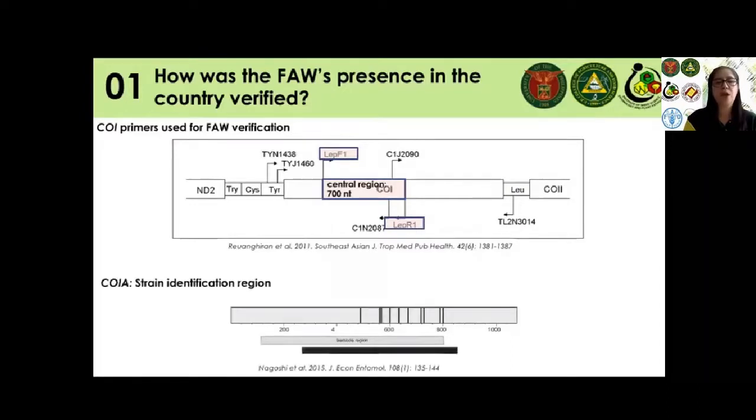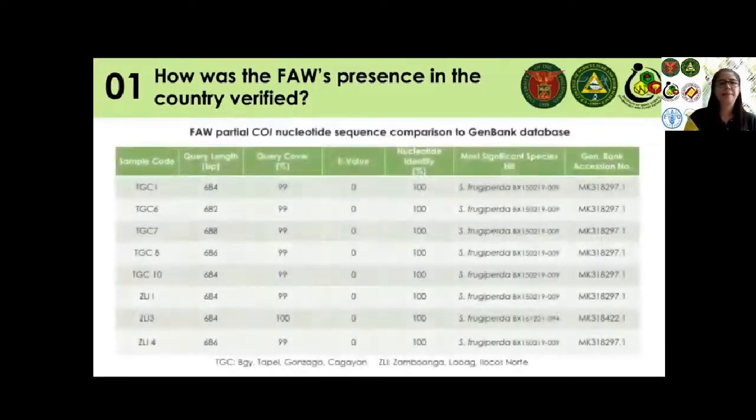The primers used for DNA barcoding to differentiate FAW from other Spodopterans are LEPF1 and LEPR1. On the other hand, Nagoshi specified the COIA region, which could differentiate the FAW strains. The amplicon size ranges from 682 to 685 nucleotides. Using the samples mentioned earlier, the total genomic DNA was extracted from the larval tissues.